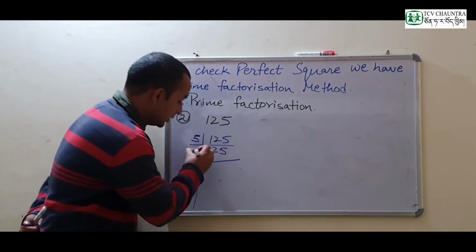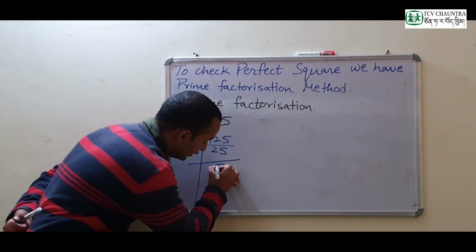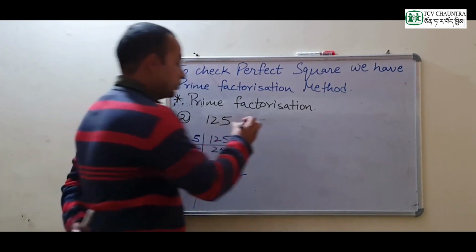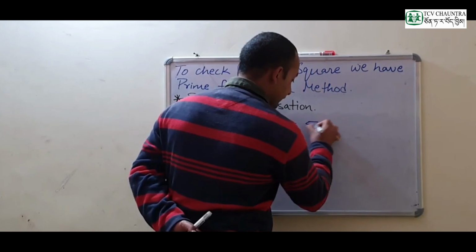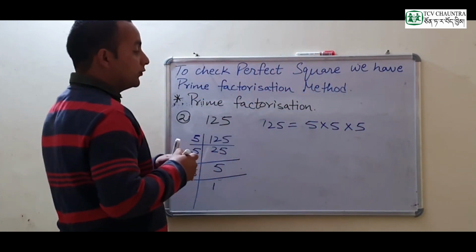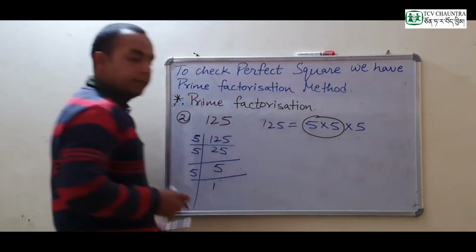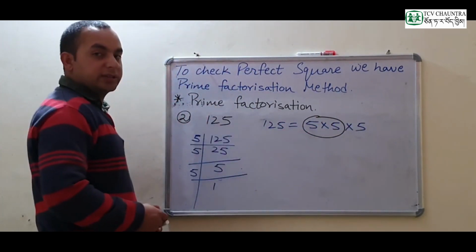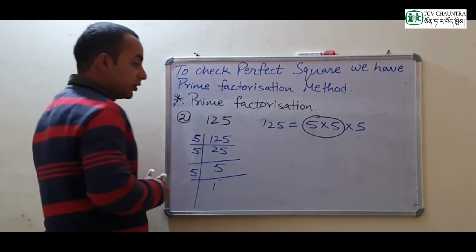Again unit place is 5. 5 5s are 25 and 5 1s are 5. So the prime factors of 125 are 5 multiply by 5 multiply by 5. Now again you have to arrange this into pairs. 5 multiply by 5 is a pair, and one 5 was left. Here this prime factor 5 has no pair. So that's why number 125 is not a perfect square.